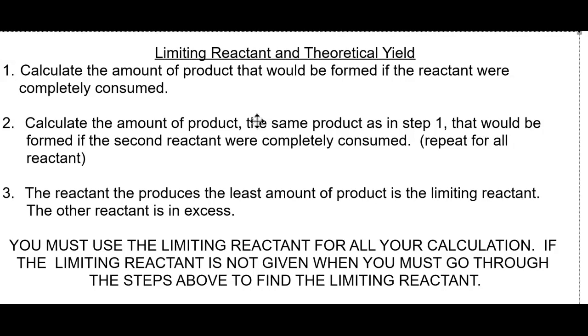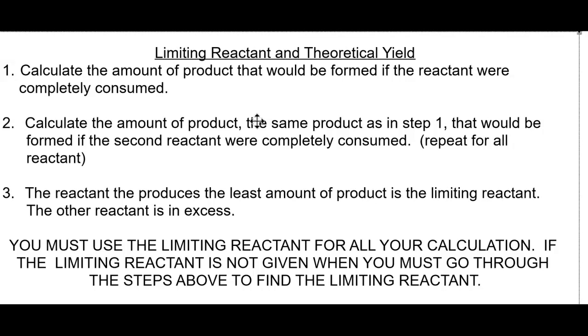Okay, so you're going to calculate the number of products that would be formed if each of the reactants were completely consumed: using up all the jelly, using up all the peanut butter, how many would I be able to make, and using up all the bread, how many would I be able to make? Calculate the amount of product for each, figuring out how many peanut butter and jelly sandwiches I would make from those. The reactant that produces the least amount of product is the limiting reactant. The other reactant or reactants are the excess reactant or reactants.